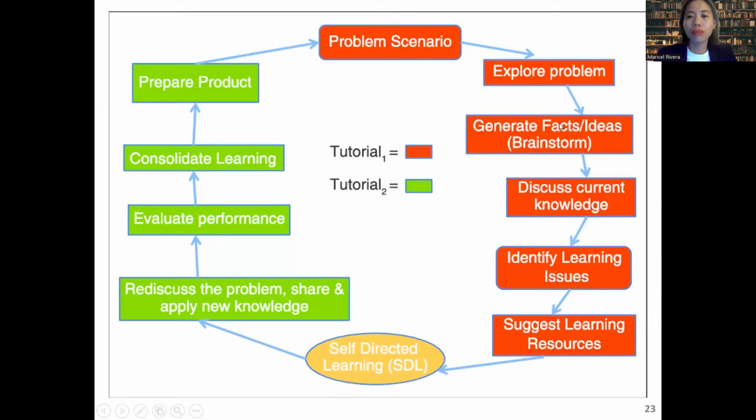We have here explore problem, and then when we explore a problem, we are going to generate facts, ideas or brainstorm. We discuss current knowledge that we have. We identify also what are the learning issues and then suggest learning resources. And then we have here the self-directed learning, or the SDL. And then we discuss the problem. And then we share and apply new knowledge. We evaluate performance. We consolidate learning and then prepare the product.